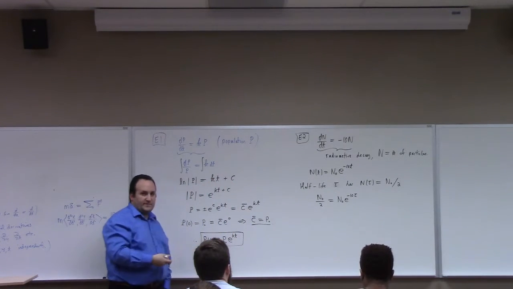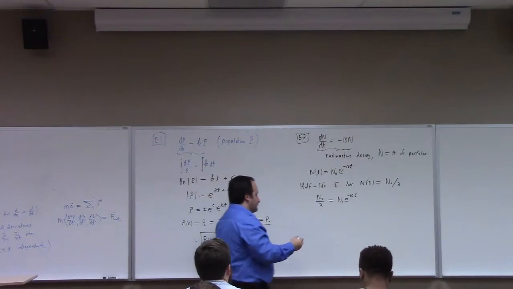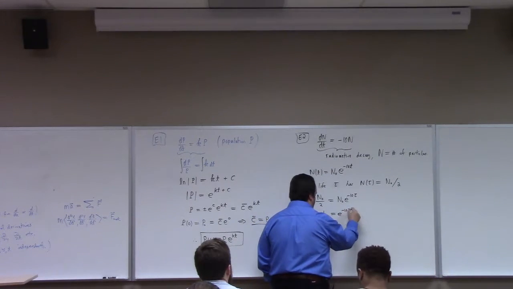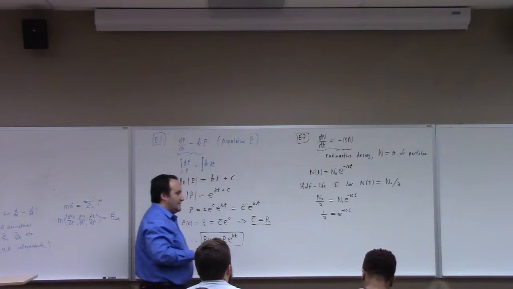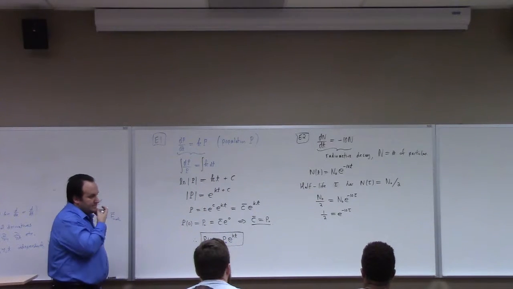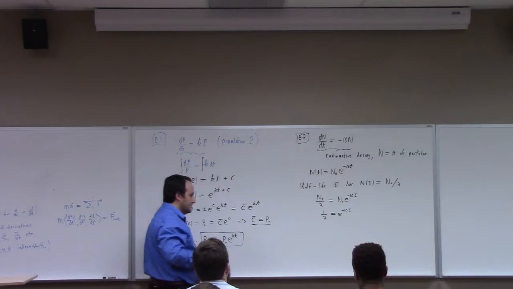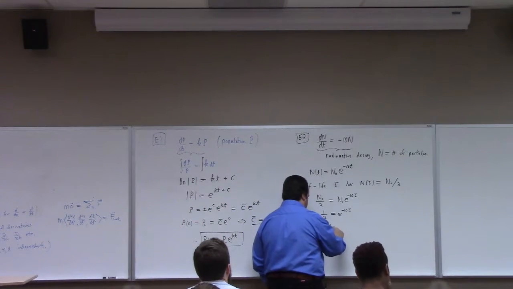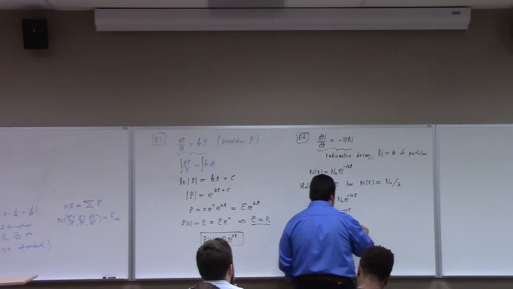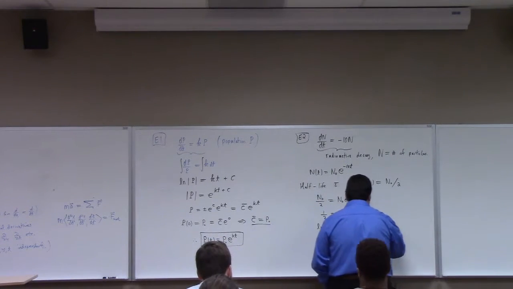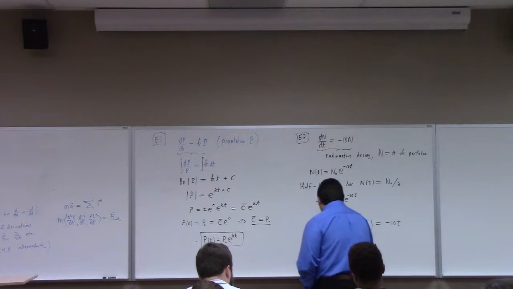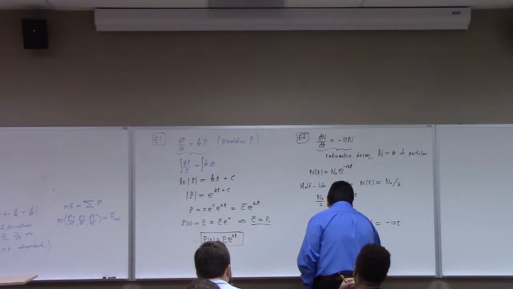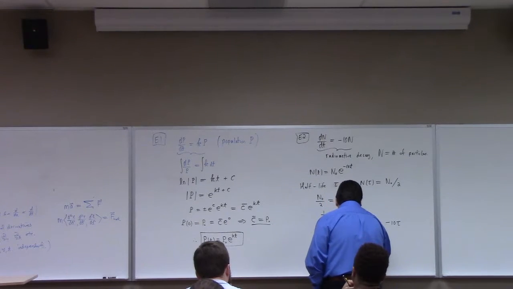So the n sub 0's cancel, and we get 1/2 equals e to the minus 10 tau. We want to solve for tau. How do we do that? Take the log of both sides. The natural log of 1/2 is the natural log of e to the minus 10 tau, also known as minus 10 tau. So what's tau? It's minus 1 over 10 times the natural log of 1/2.